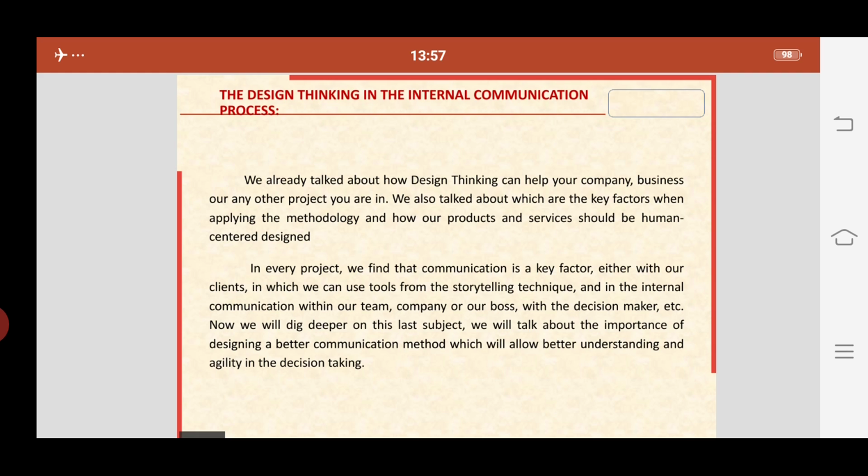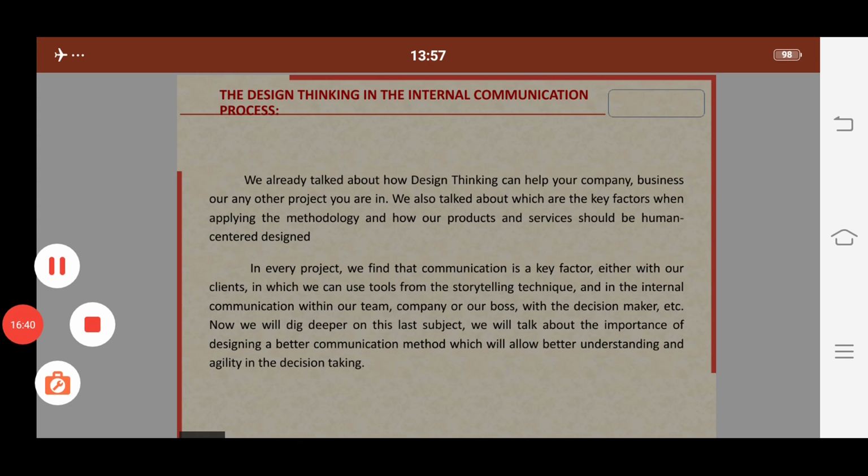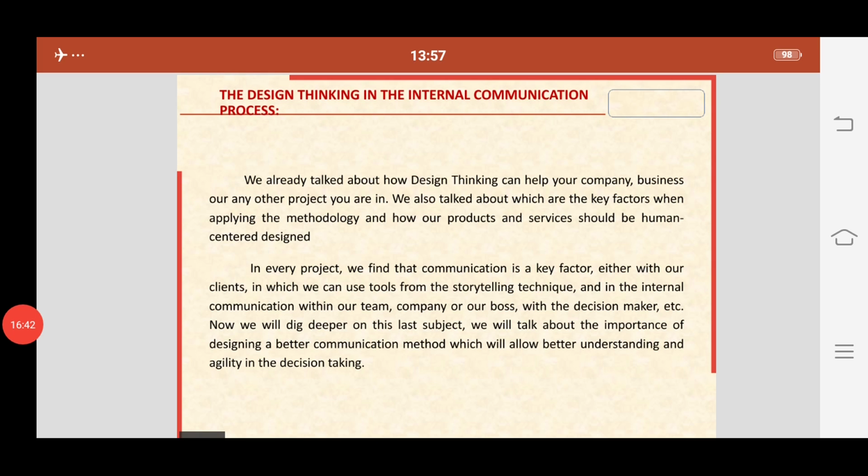What I meant to say is, the ideate phase, in the sense we want to sell some product to others.